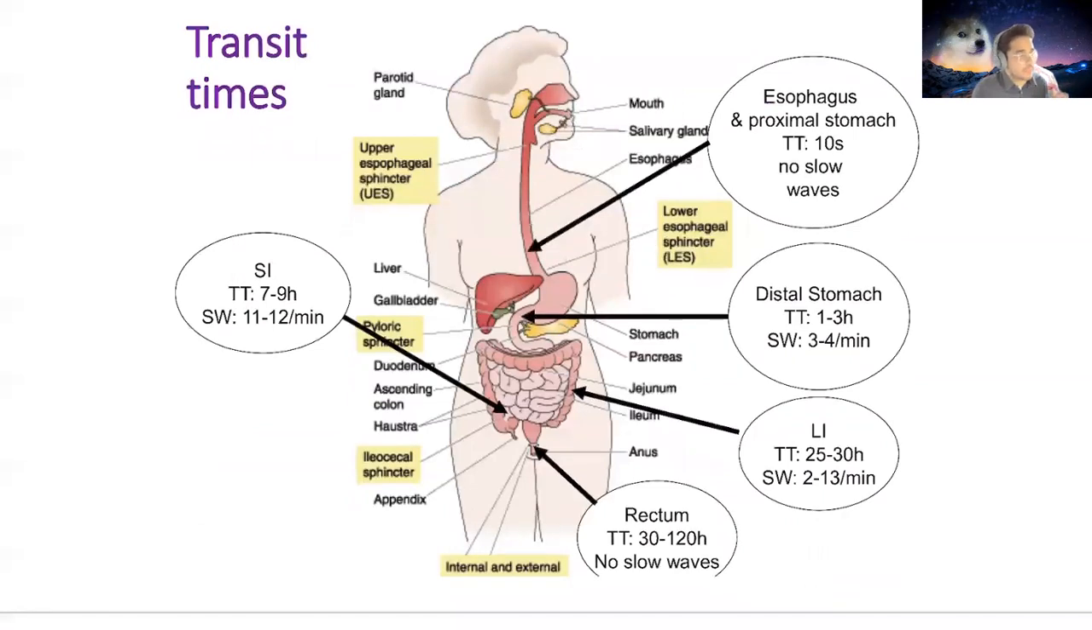The transit time, they actually focused in on this a little bit in terms of questions, so I would pay attention to what was said in lecture a lot. But as you can see, the transit time and the slow waves slowly start correlating, right, as you're going through.